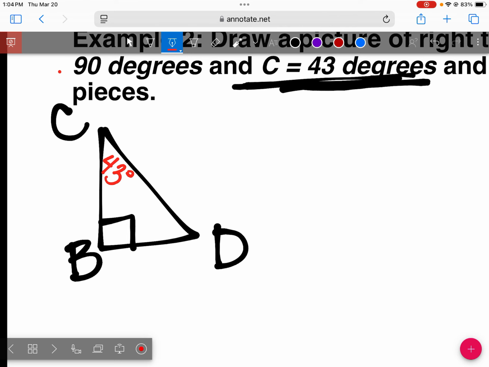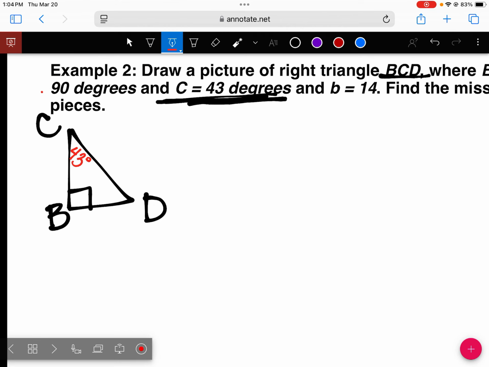Exactly. So, actually, let's do this part. Yeah, let's do this one. All right, and then we know that little b is 14. Where would little b fall? Between what two letters? Yeah, and that's a side. So I'm going to put that on the outside. Okay.